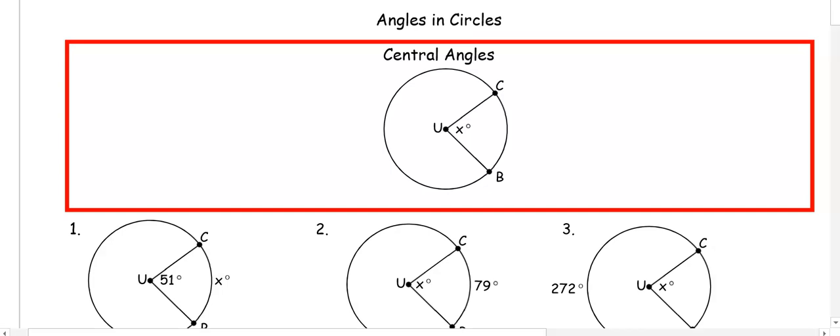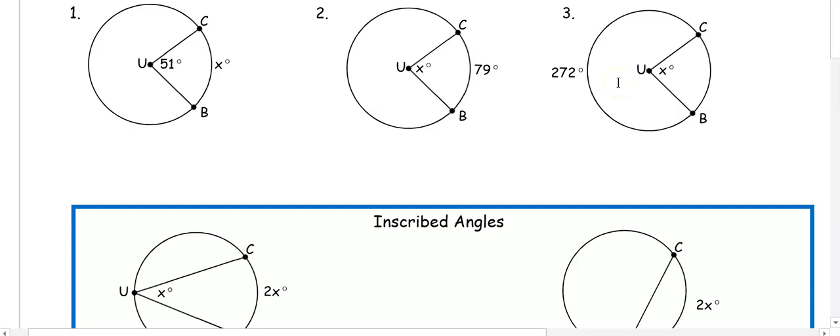This video is to review the 4 types of angles that can be found with circles. So the first is a central angle. In a central angle, your angle is going to be equal to the measure of the arc.